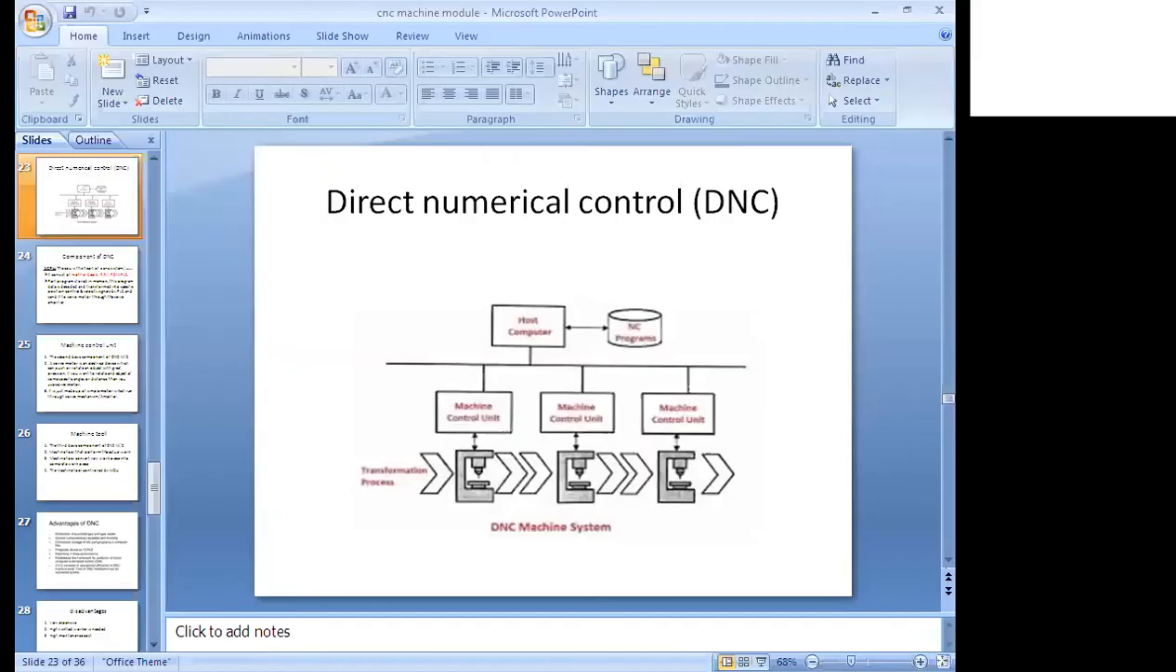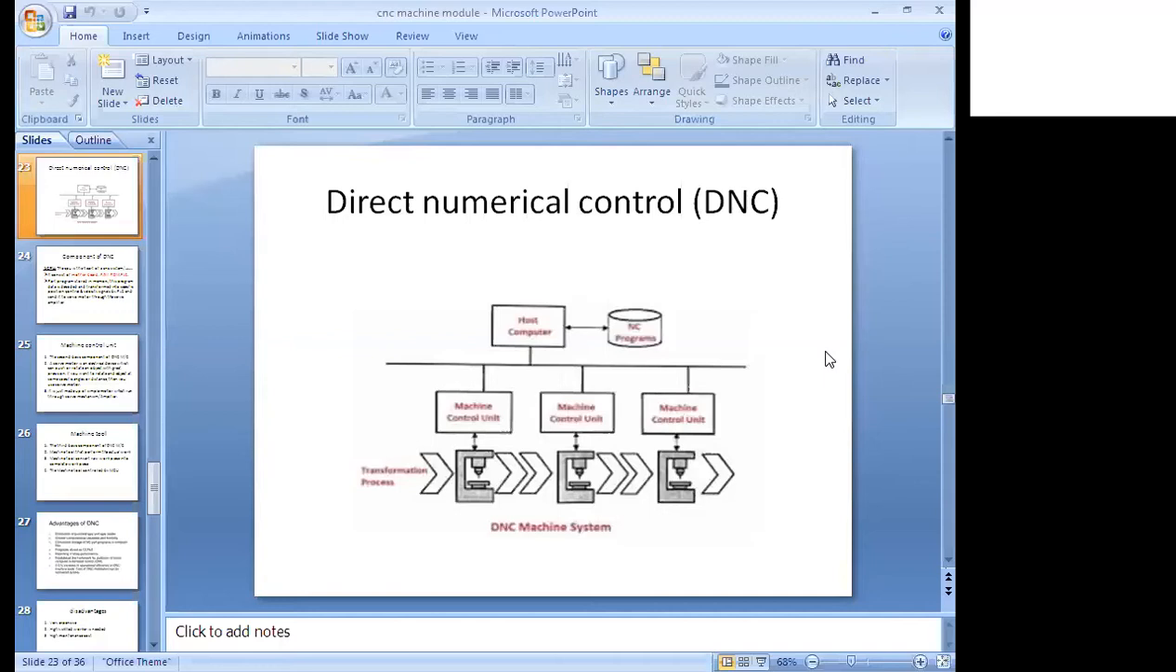Okay, so this is a block diagram of direct numerical control. The short form of the machine is DNC. In the main exam, in the question paper, they may ask you to explain the block diagram of a DNC machine. Don't get confused: DNC is the short form of direct numerical control. One more name is distributive numerical control machine. Please remember this.